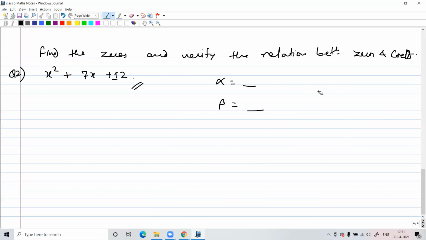Sir, that is 52 only, no, sir? Which one? That number C, 12. Yeah, x square plus 7x plus 12.